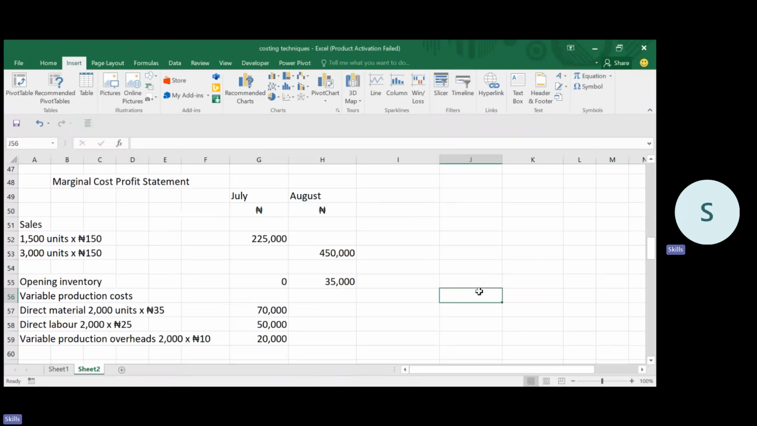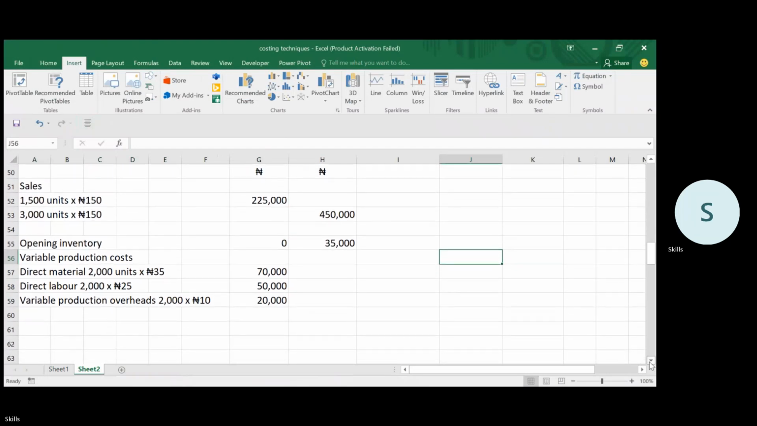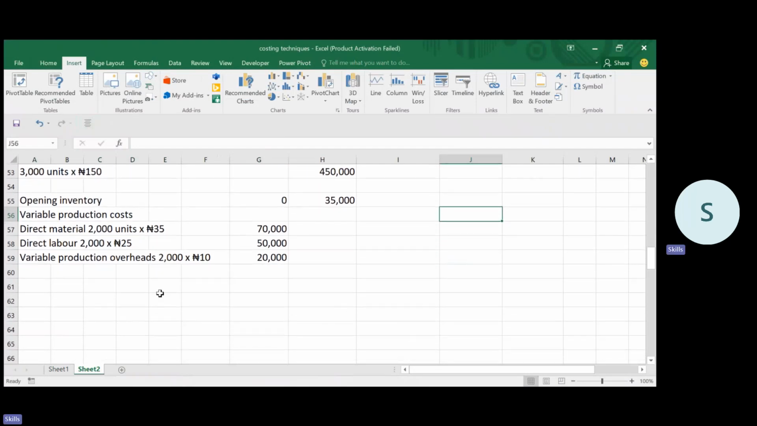This is the total variable cost for the product for the month of July. Let's also determine that for the month of August.